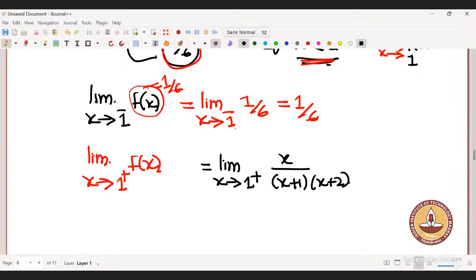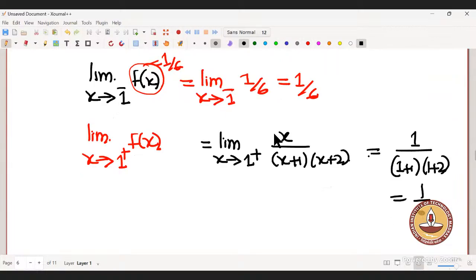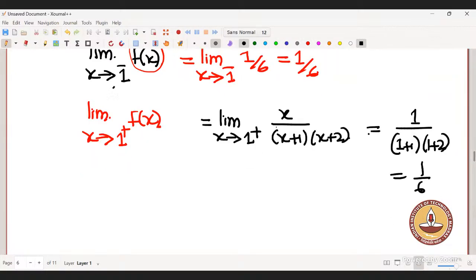And when x approaches 1 plus, this is nothing but 1 by 1 plus 1 times 1 plus 2, right? This is 1/6. So the left hand limit and the right hand limit match, and both are the same as f of 1. That means the function is continuous at x equal to 1.